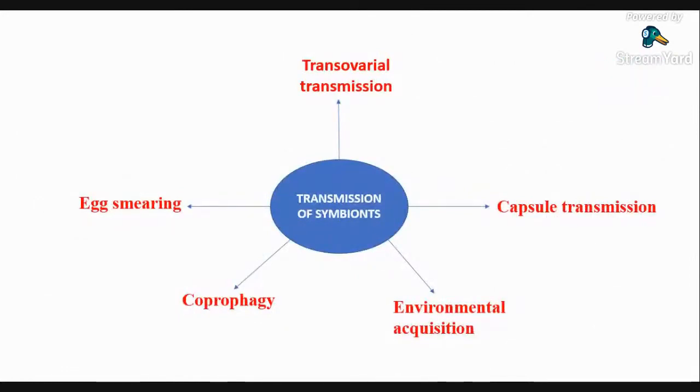Transmission of symbionts. There are many modes of transmission of symbionts. First one is transovarial transmission, capsule transmission, environmental acquisition, coprophagy, egg smearing. In these, transovarial transmission is the most common. It is found in many intracellular symbionts like Buchnera aphidicola in aphids, Rickettsia species, Wolbachia species, and Spiroplasma species in various insects. In transovarial transmission, symbionts are maternally transmitted. The symbionts infect the embryo within the maternal body.